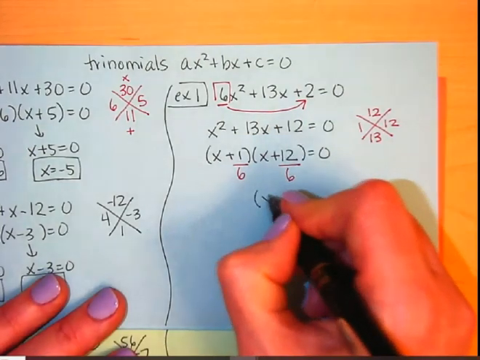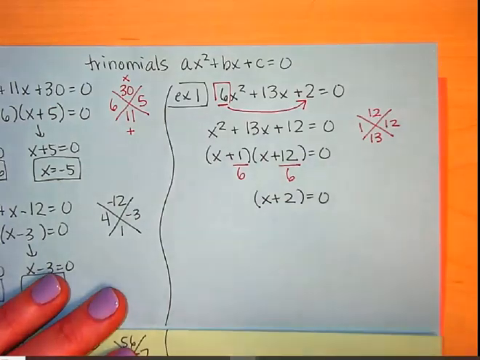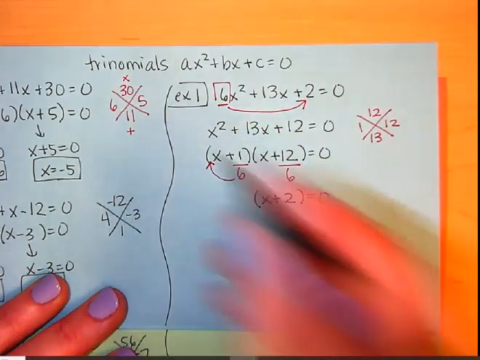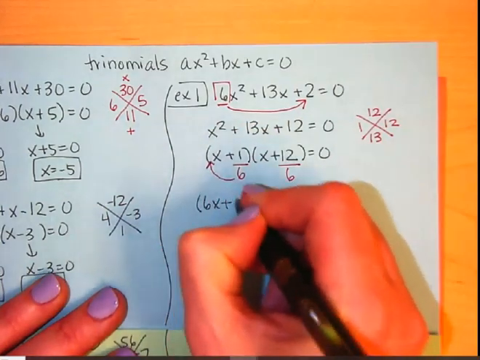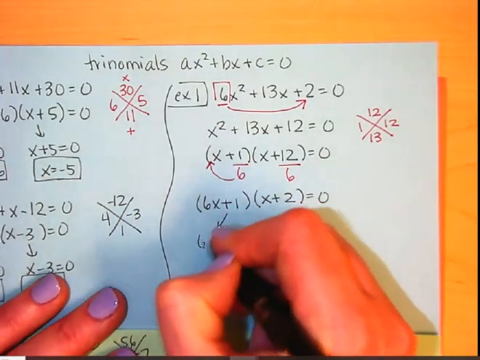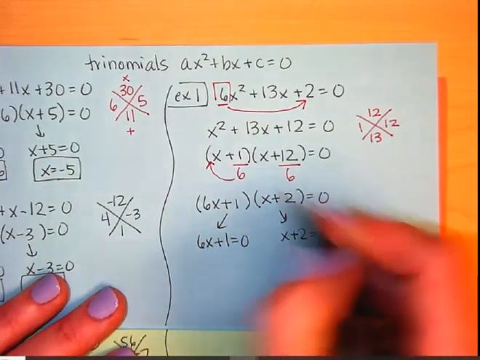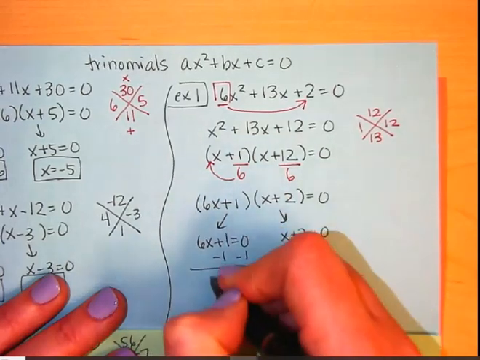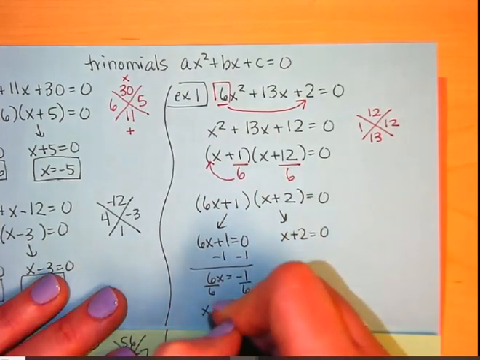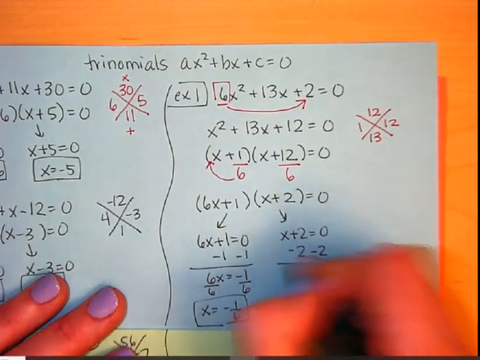So I can simplify the 12 over 6 to 2. 1 over 6 does not simplify. When that happens, you take the denominator and swing it up front. And so now I have my factors. I set them equal to 0 and solve them. In the first one, I subtract 1 to both sides and then divide by 6. And in the second one, I subtract 2.